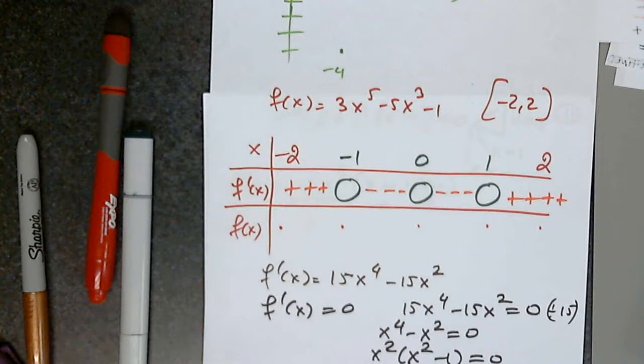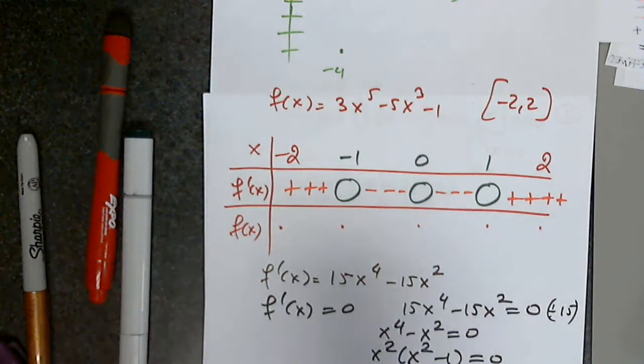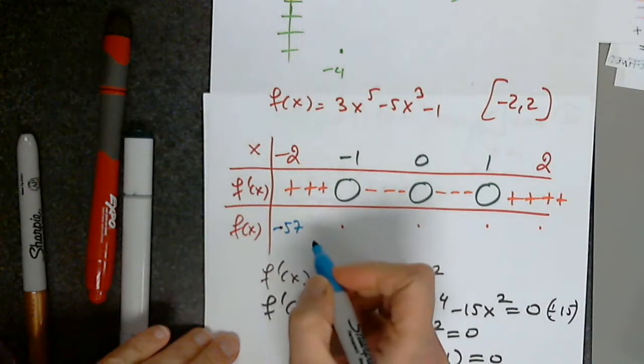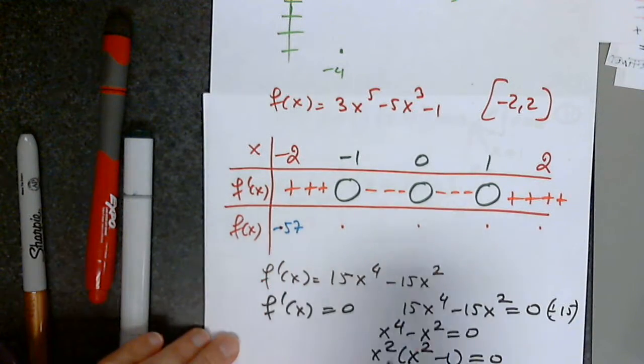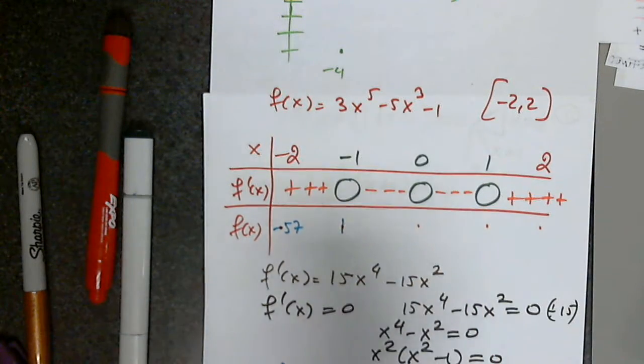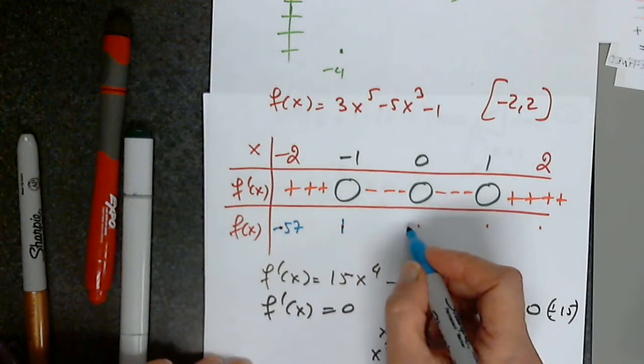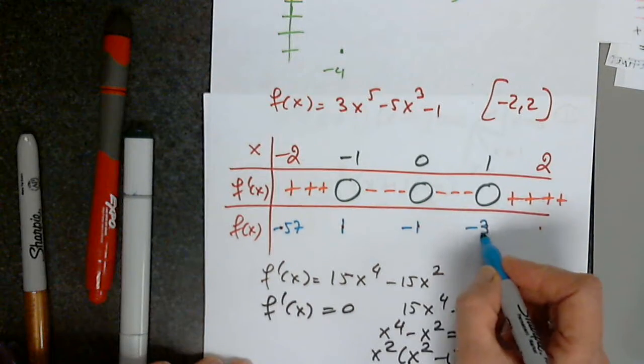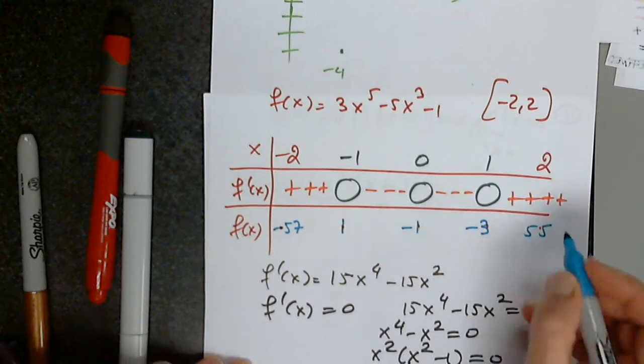So I go back to my chart, and I will put these values in. So -57, yeah, I'll show you in a second. 1, oh yeah, I can switch it now, it actually doesn't matter. And then -1, and then -3, and then 55.